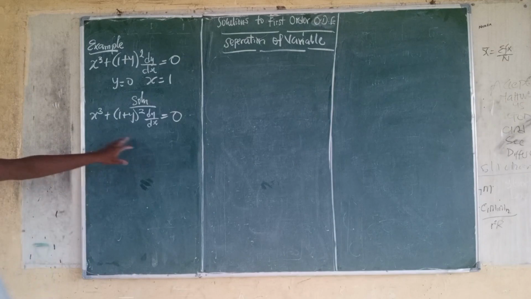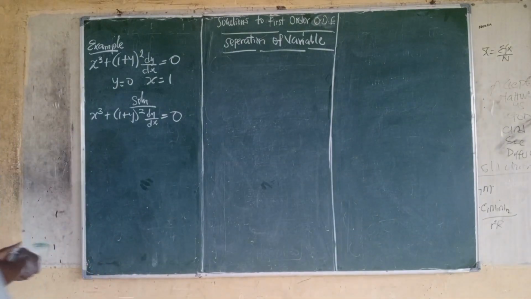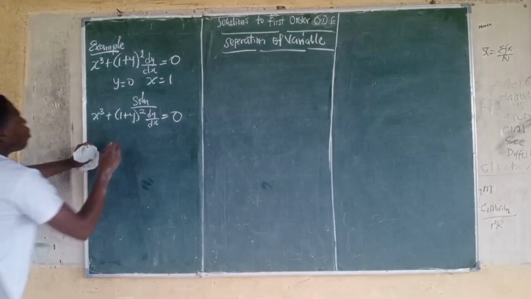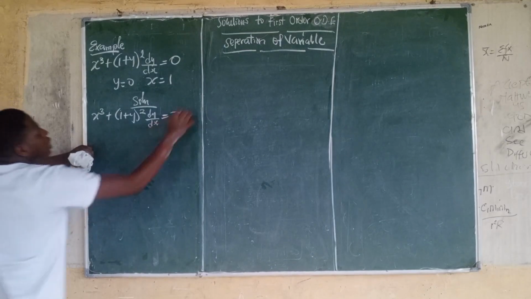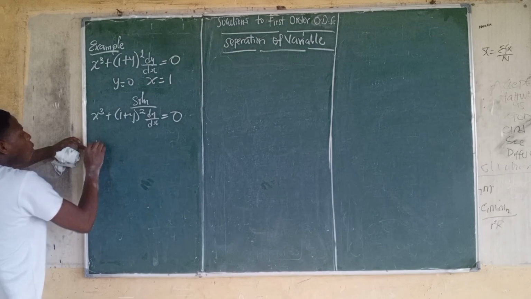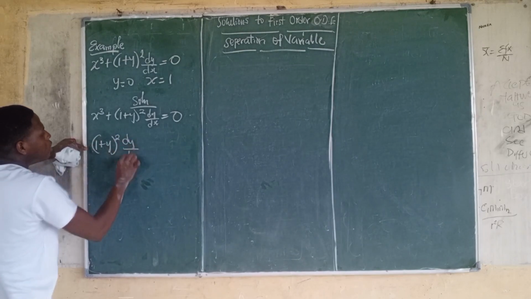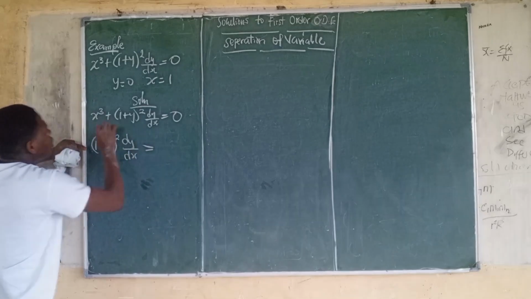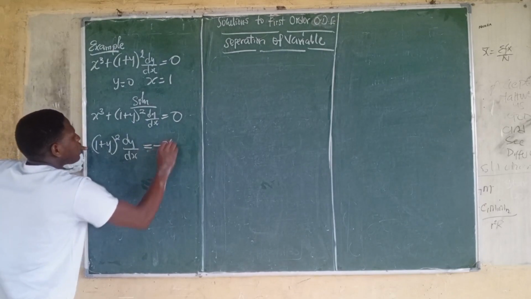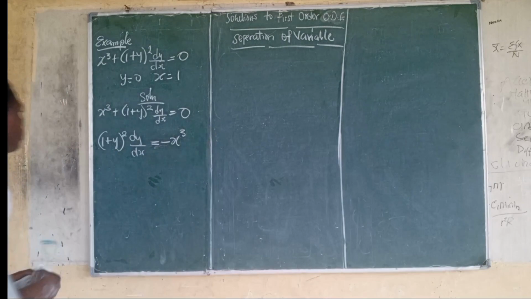Now let's solve this equation. The first thing is to separate your variables. Take the variables for y to the left hand side and the variables for x to the right hand side. Doing that, this can be written as (1 plus y) squared dy over dx, and this is equal to minus x raised to the power of 3. So we can take the x to the right hand side.